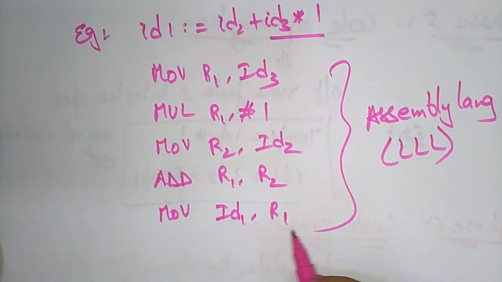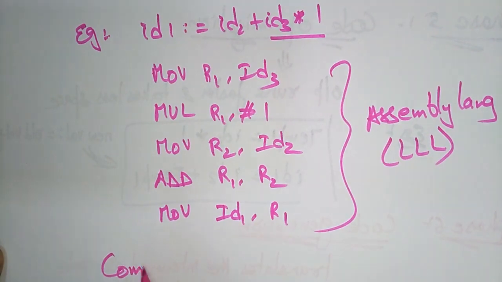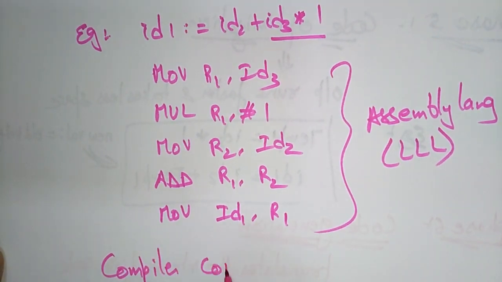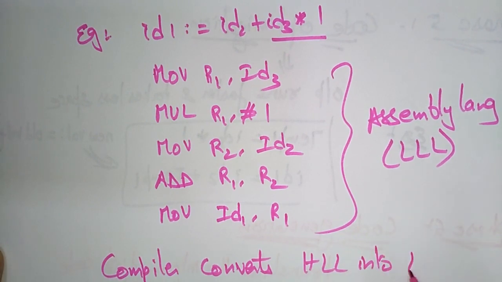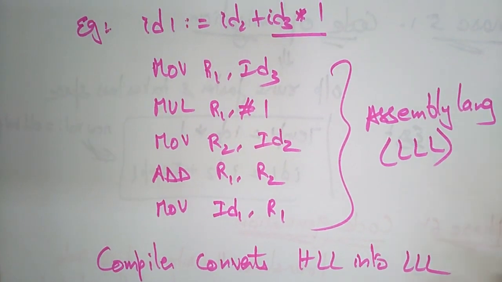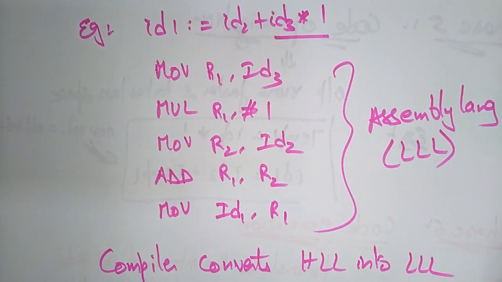That is a low level language which the compiler converts. So what is the compiler doing? The compiler converts high level language into low level language. So this is the final statement.